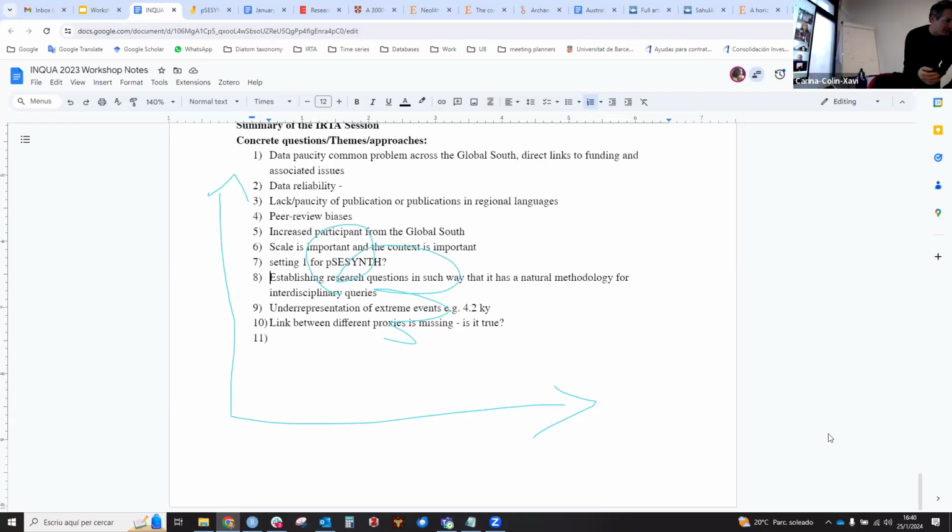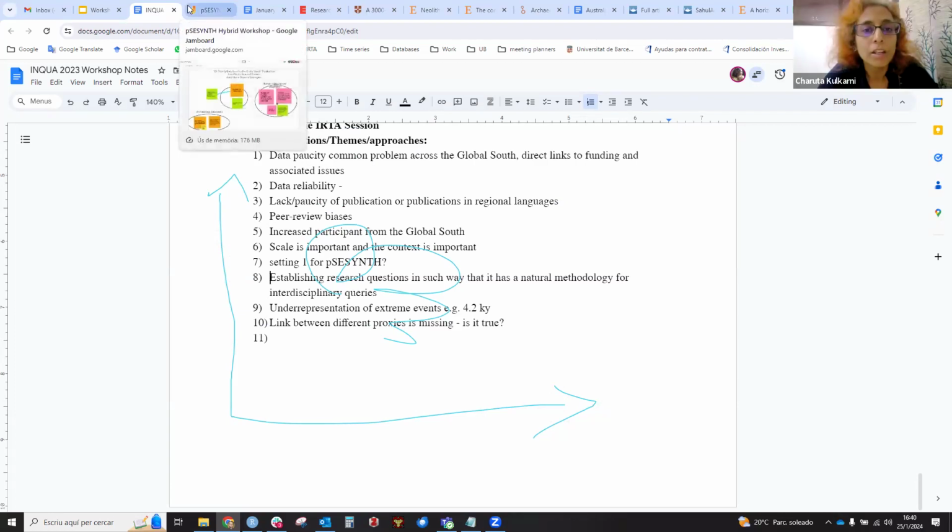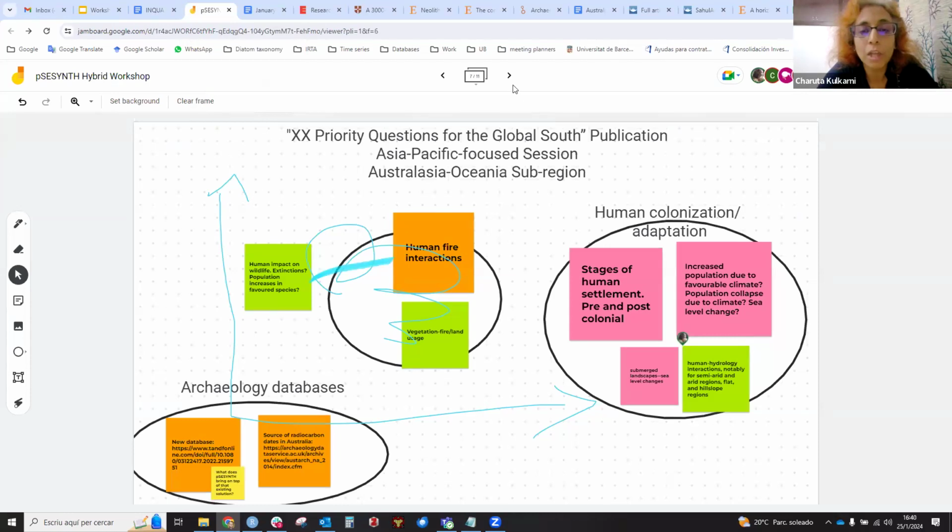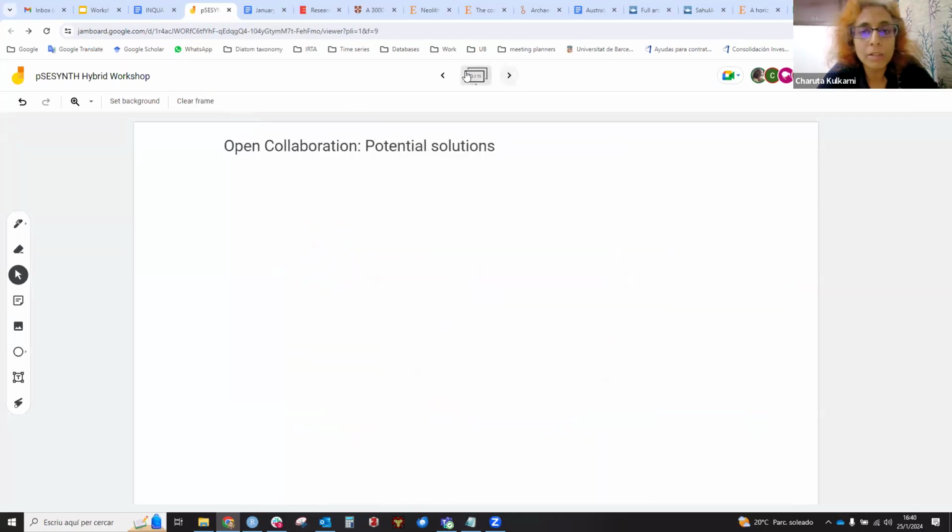Take a picture and send it. Do take a picture and send it to everybody, or add it to this document, or add it to the Jamboard. Best thing would be to have it on the Jamboard.